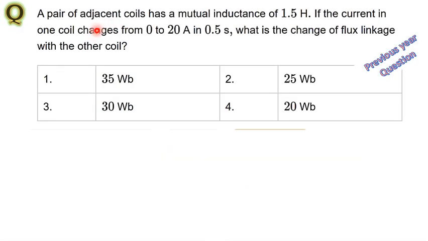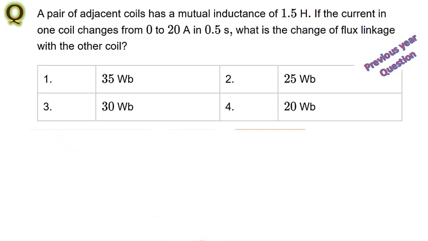Similar problem we have seen in the previous presentation. See, a pair of adjacent coils has a mutual inductance. They have given the M value. If the current changes from 0 to 20 ampere in 0.5 second, what is the flux change? See here, they are not asking the previous question. They asked about EMF there, and for EMF you can use the same approach. But here, what they are asking is the flux change. Now let us find out the relation. Similar concept, nothing much different here.